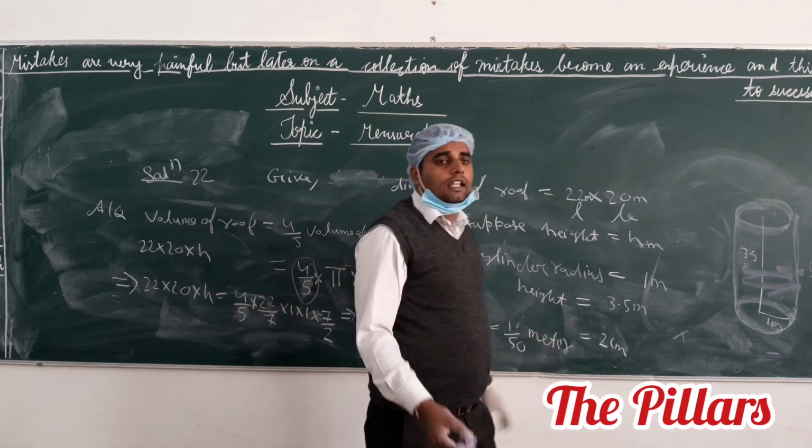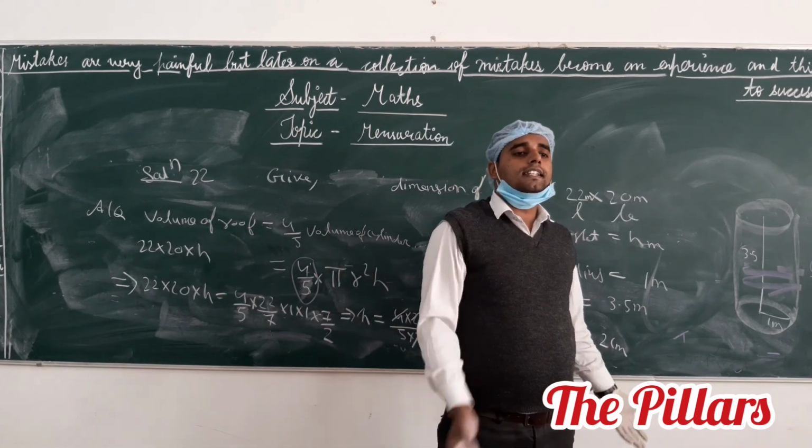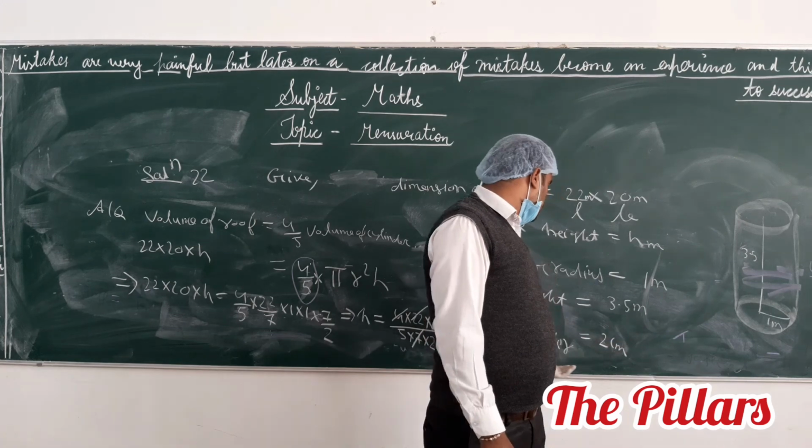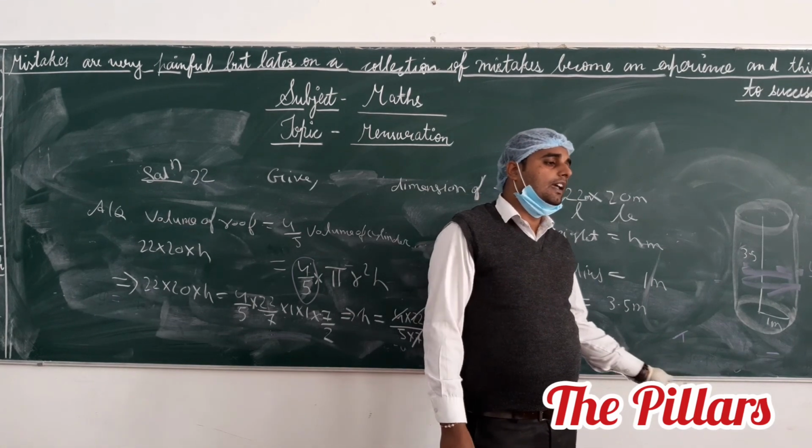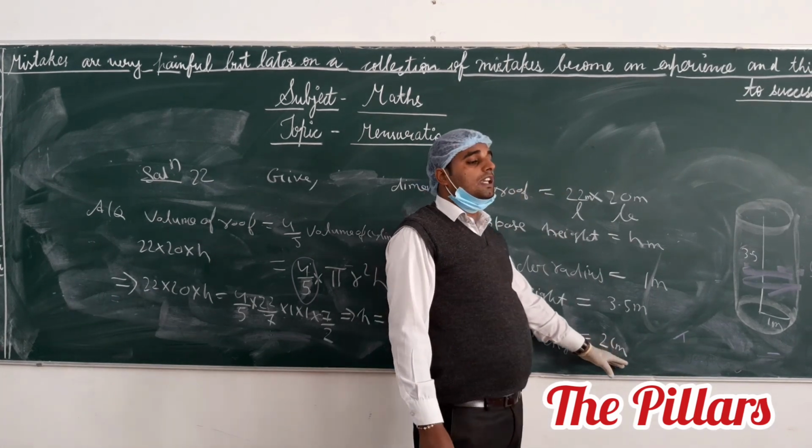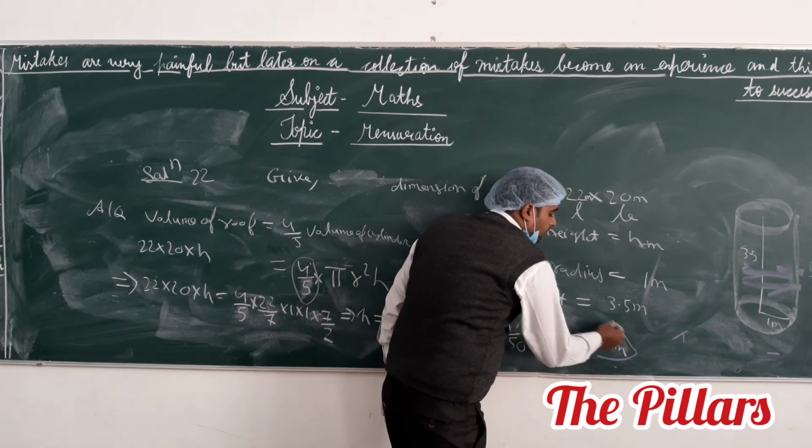But the question asks to calculate this height in centimeters. We want to convert meter into centimeter by multiplying by 100. Then this is 2 centimeter. 2 centimeter rainfall is there.